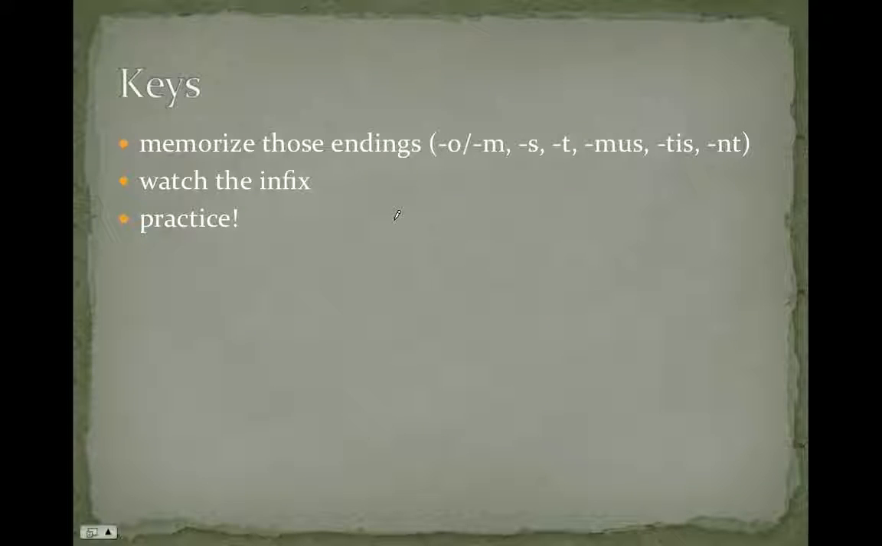So the keys to the first conjugation: memorize those endings. O or M, s, t, mus, tis, nt. The O used in the present and future, the M used in the imperfect. Watch that infix. If there's no infix, it's present. If it's BA, it's imperfect. And if it's BI, or BO or BU, it's future. And then the key to really getting this is to practice. Write down numerous conjugations. Conjugate every verb you run into. The more you do it, the better you'll get.